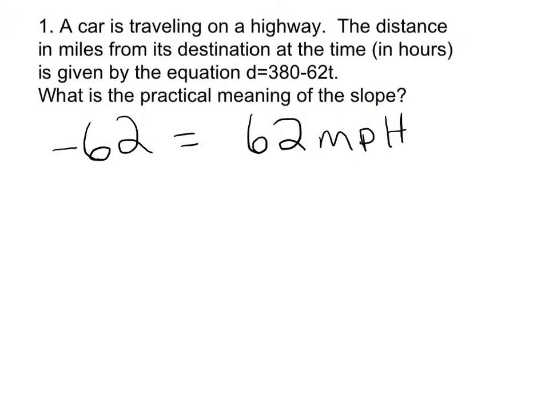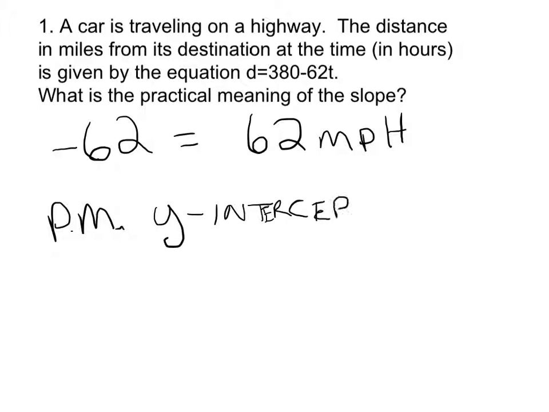What if I asked you, what's the practical meaning of the, I'll just write PM for practical meaning, of the y-intercept. If I could spell, it'd be great. Intercept. Now, on this particular one, the y-intercept is going to be this 380. So we've kind of talked about that one already. And that's if t were equal to 0. And if t were equal to 0, that would be 380 minus 0. The distance would be 380.